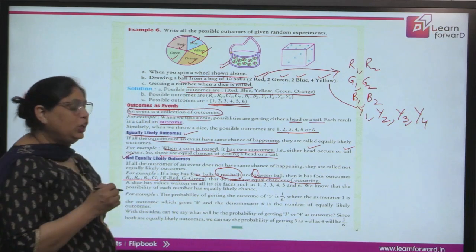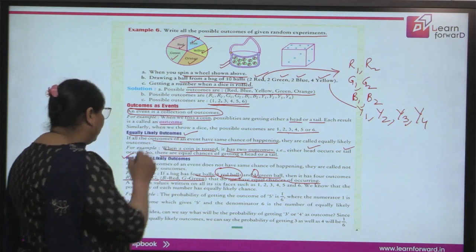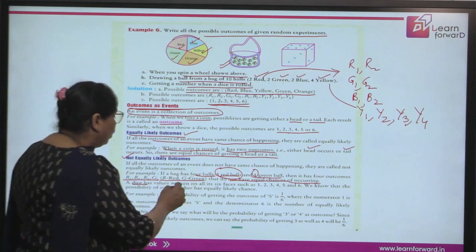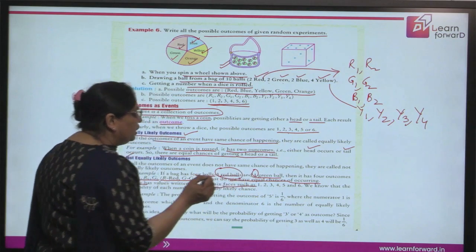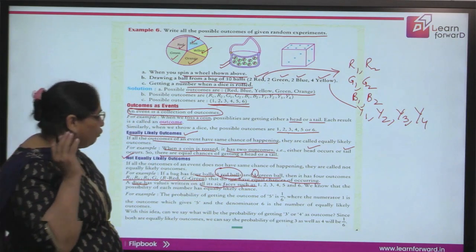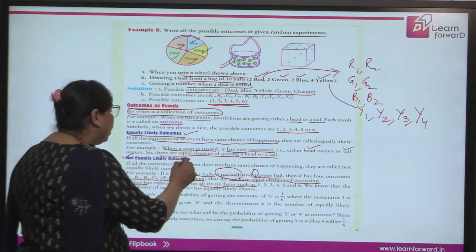So R1, R2, R3, G1 are the 4 outcomes, and they do not have equal chances of occurring. Again, take a die, as I have already told you: on the faces of the die, the numbers are 1, 2, 3, 4, 5, 6. So this is also a not equally likely outcome case.